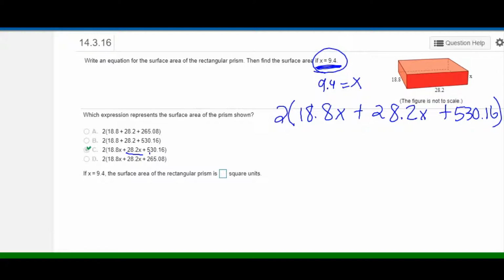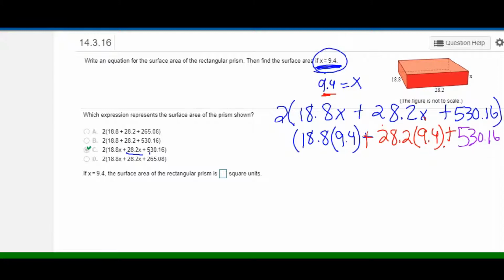because x is equivalent to that value. So I'm going to write 18 8/10 times the value of x, 9 4/10, plus 28 2/10 times x, and x is 9 4/10. So I'm just substituting the value of x into the expression. And since this is 28 2/10 times x, I'm just going to say 28 2/10 times 9 4/10, plus the base, which is 530 1600ths.